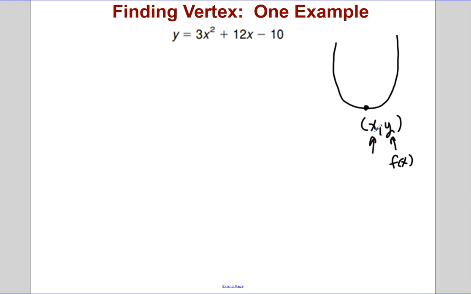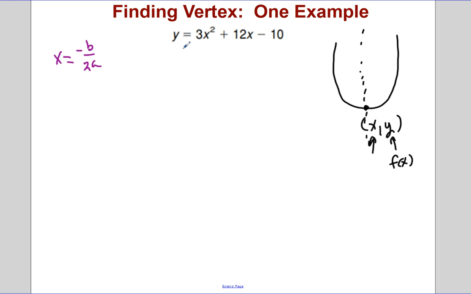So what we're going to do is first find this x, which is my axis of symmetry, dropping right down through here. And then after that, we're going to plug that x in to find the y. So let's go ahead and get started. My axis of symmetry formula is x equals negative b over 2a. Now again, this x is this first x coordinate right here.